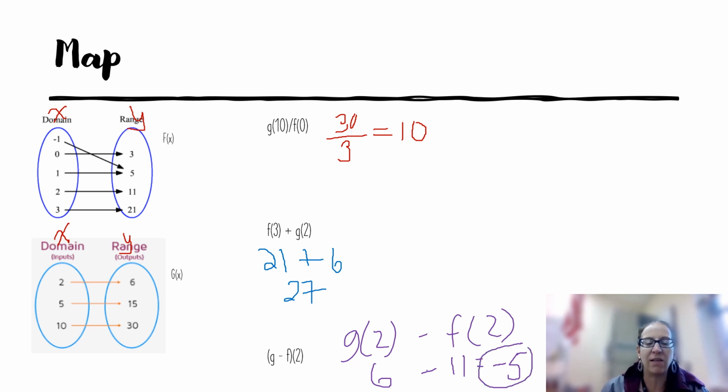Now, if you did 11 minus 6, that means you subtracted in the other order. You did f minus g instead of g minus f. That's one of those little careless things, like I wasn't quite paying attention. And you can fix that.